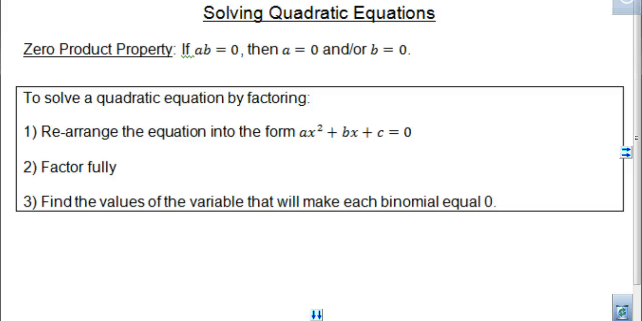Solving quadratic equations. There are two different methods of solving quadratic equations that you learned in previous math courses, by factoring and by using the quadratic formula. Today we'll be looking first at solving by factoring, and tomorrow will be the quadratic formula.